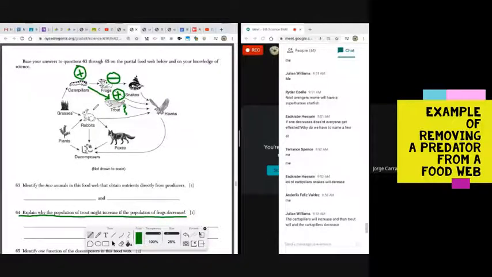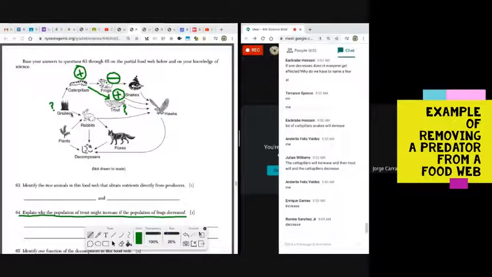So the next question is not in the test, but it's probably something you would see in the test. What will happen to the grass? We're removing the frogs. What do you think is going to happen with the grass? Is it going to increase or decrease?